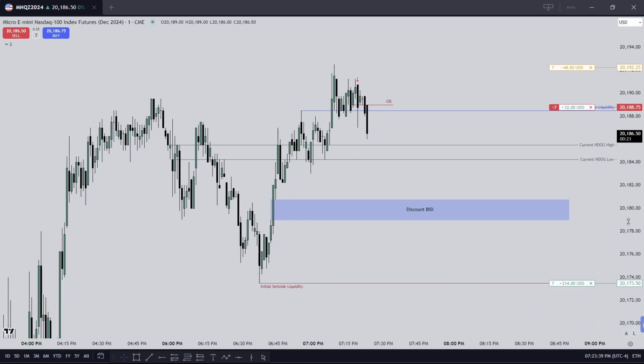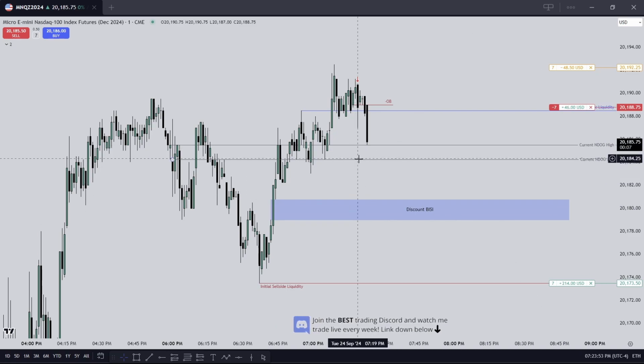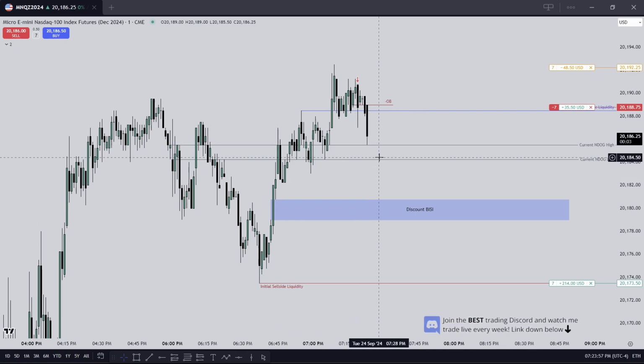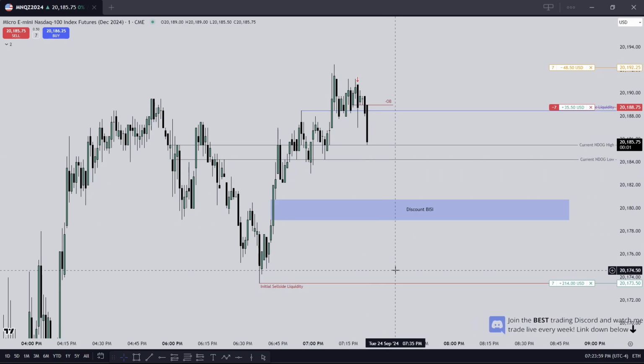I'll grow eventually and feel comfortable doing that, but I like paying myself along the way, so I'm going to take off 4 contracts inside of that fair value gap. I also want us to get below that new day opening gap, our current new day opening gap. I want to see us get below it, treat it as resistance, and then sell off.